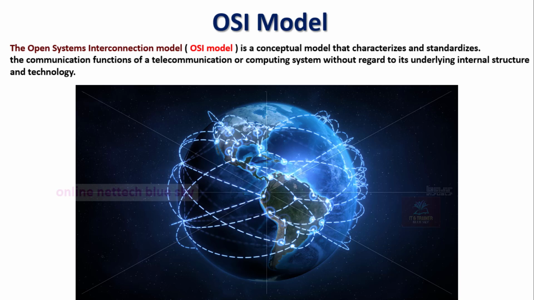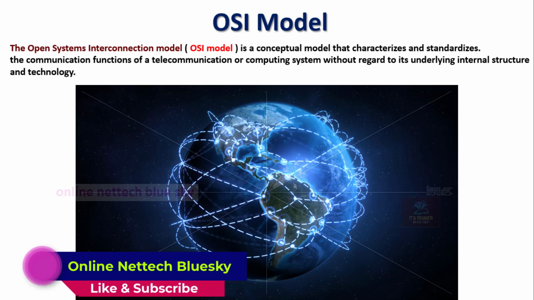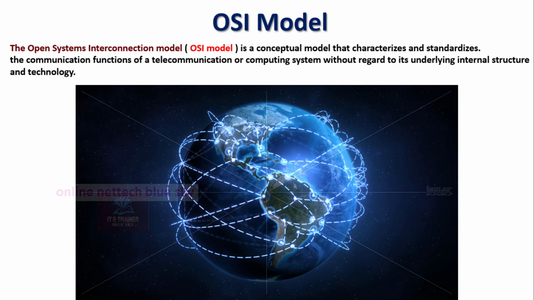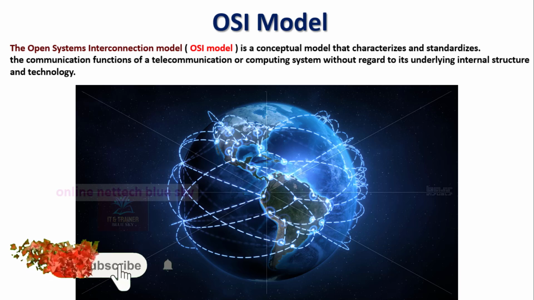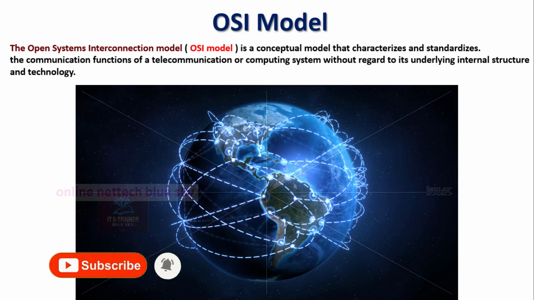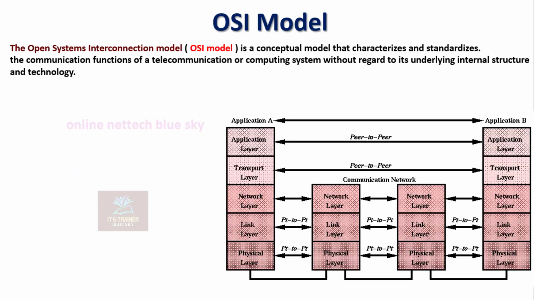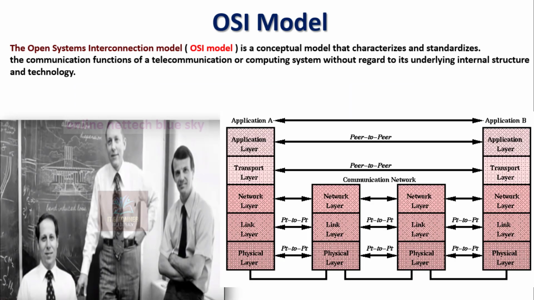The communication function of a telecommunication or computing system, without regard to its underlying internal structure and technology. And how is this possible? It is the main purpose of the OSI system, the OSI model. This was the work of important engineers and scientists. Why did they find the OSI system? I will show you more information tomorrow.